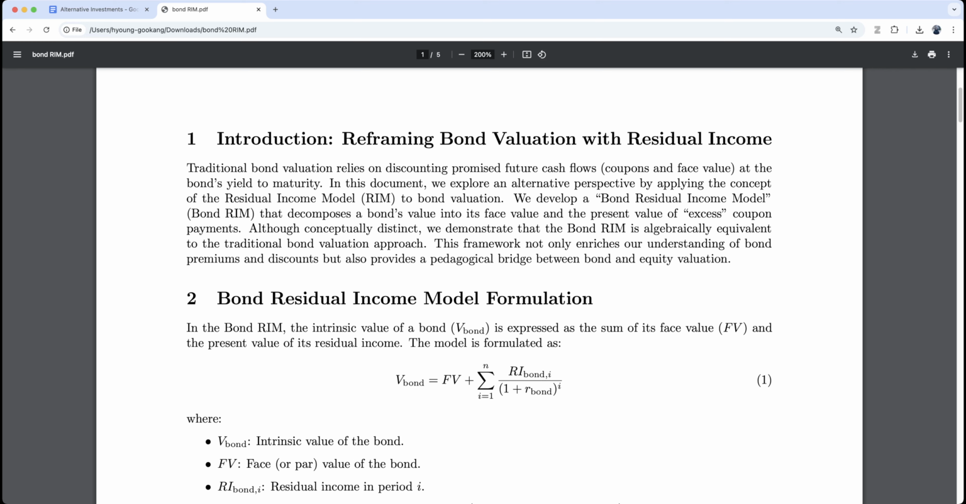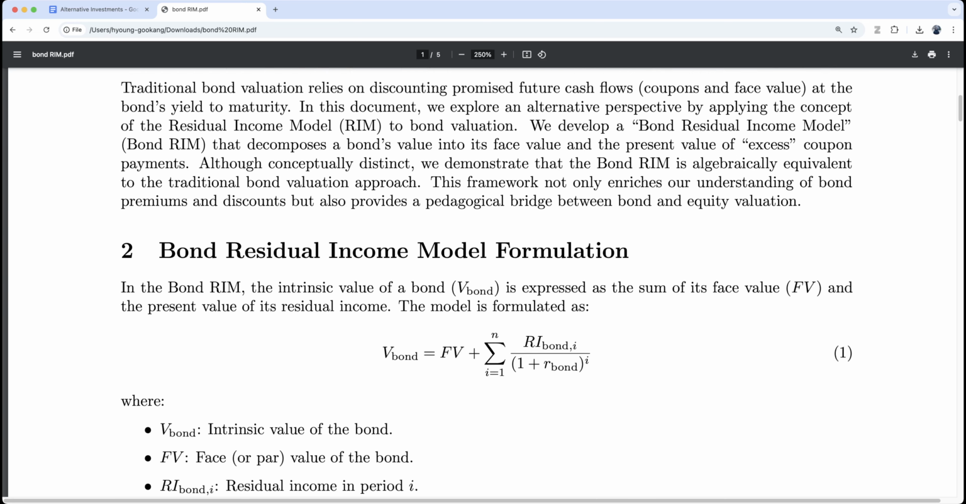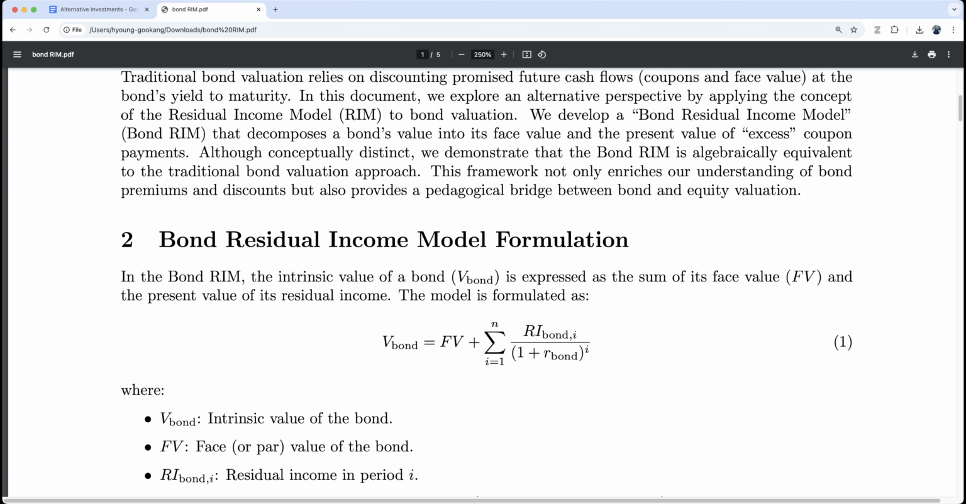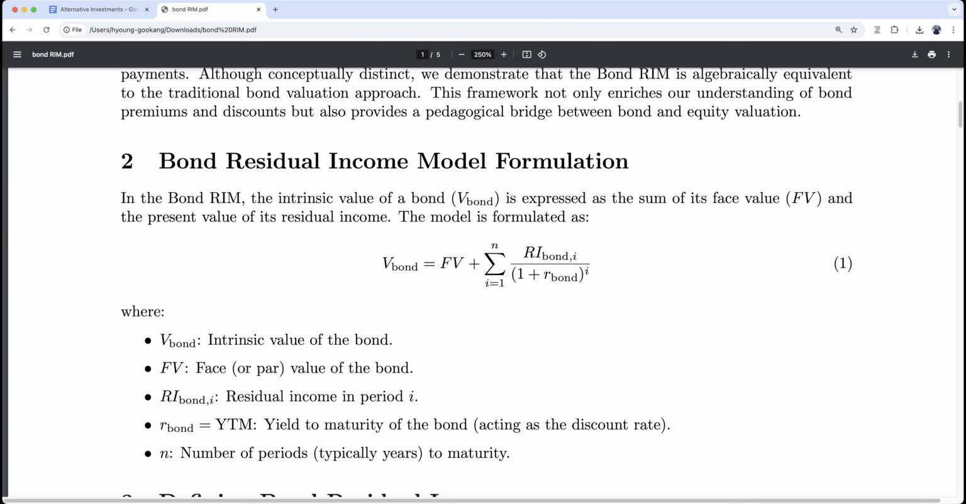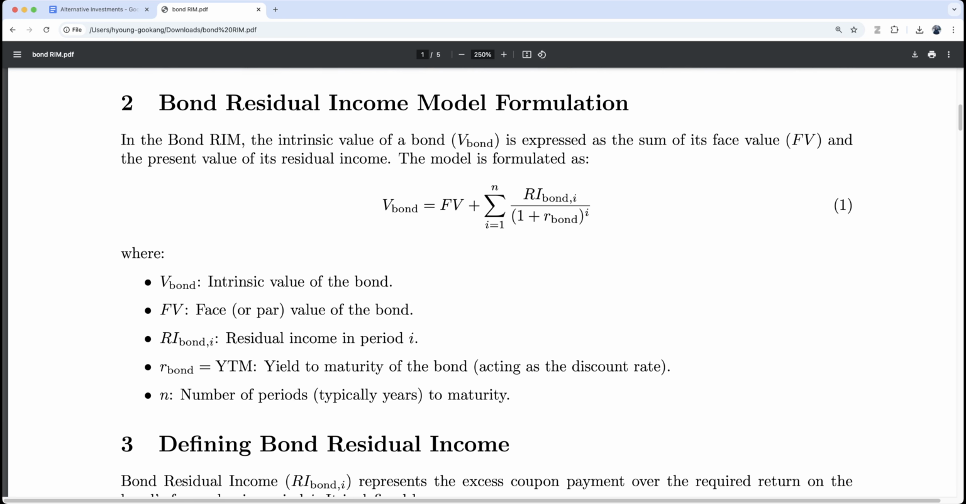So, bond residual income formulation. In the bond RIM, the intrinsic value of a bond, let us denote that as V_bond, is expressed as the sum of its face value FV and the present value of its residual income. The model is formulated as V_bond = FV + the summation of RI_bond for all future periods, discounted at R_bond, where V_bond is the intrinsic value of a bond, FV is the face value of the bond.